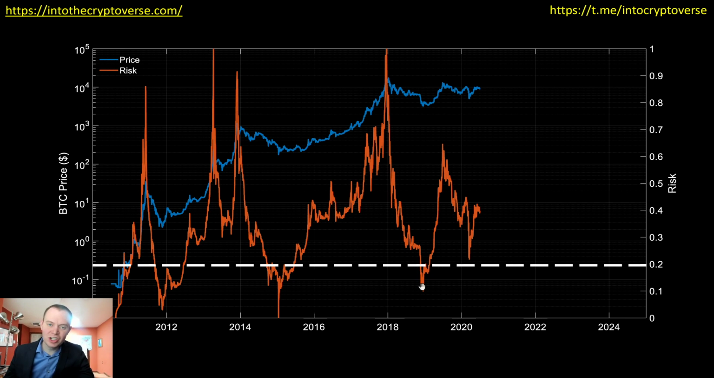Now, the risk level changes dynamically through time, not historically. Like, these values aren't set to change. But in the future, the risk level right now is 0.4 or around 0.395. In a year, the risk could still be 0.395, but the price of Bitcoin could be $13,000.